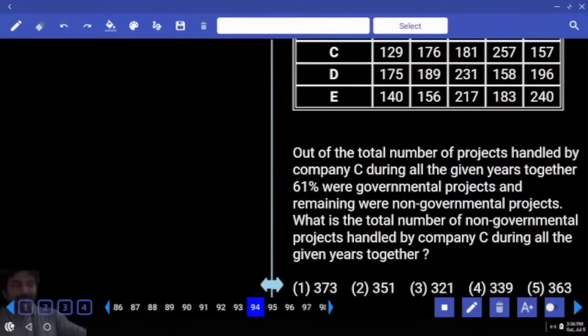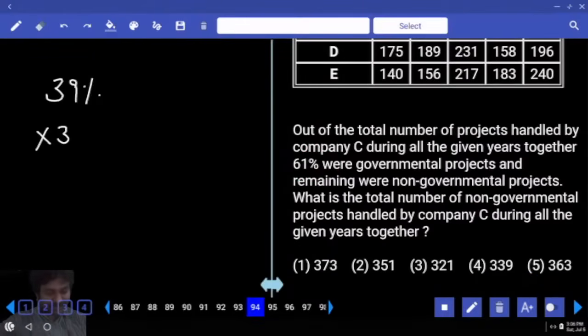Out of the total number of projects handled by company C during all the given years together, 61% were governmental projects and the remaining were non-governmental projects. What is the total number of non-governmental projects handled by company C during all the given years together? What percent are governmental projects? Then what is remaining? So we are supposed to calculate 39% only. 39 is a 3 multiple. Answer must be a 3 multiple.